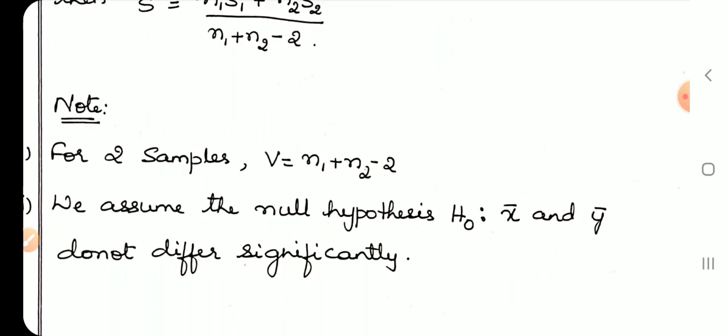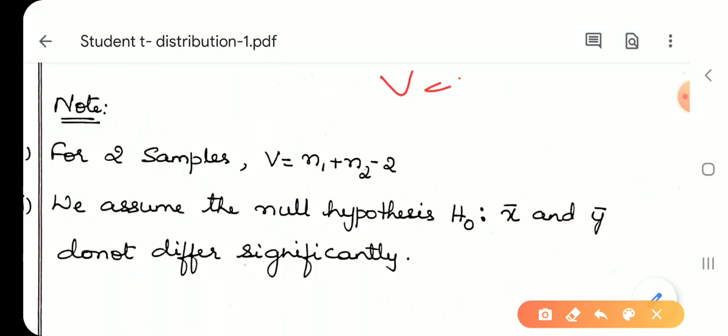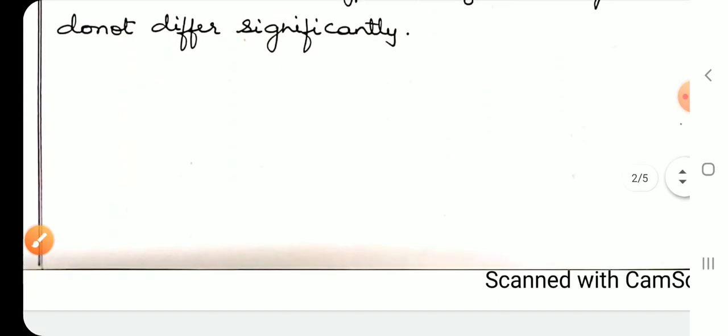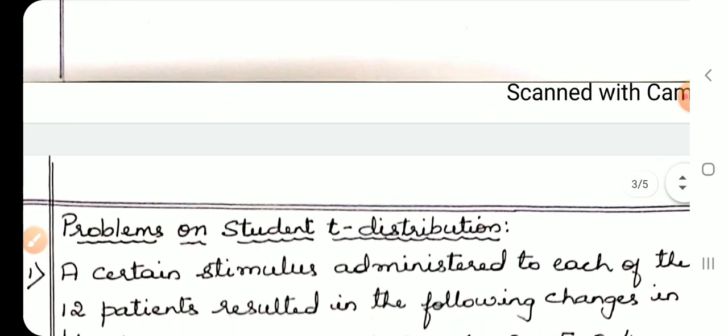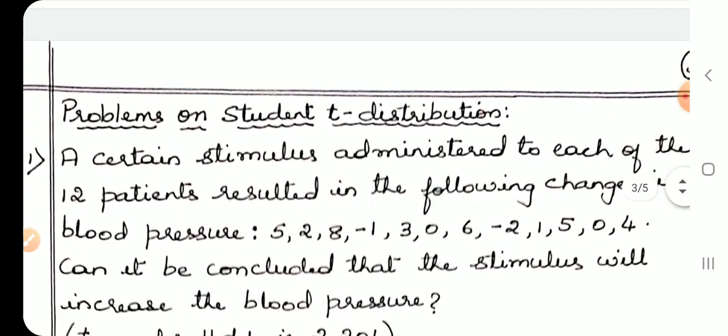So in a single sample, I told you how to calculate the degree of freedom. It was V is equal to n minus 1. When we consider two samples, the degree of freedom V is equal to n1 plus n2 minus 2. We assume the null hypothesis H0, that x bar and y bar do not differ significantly, when we consider two samples. So to understand this clearly, let us see a few problems.